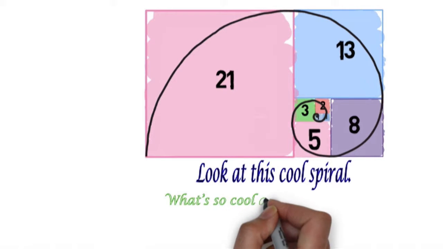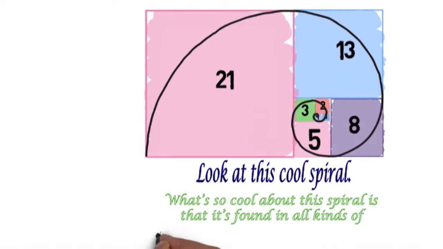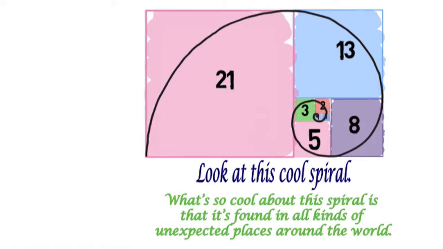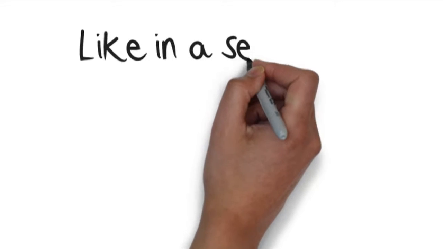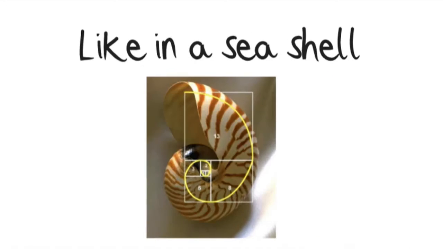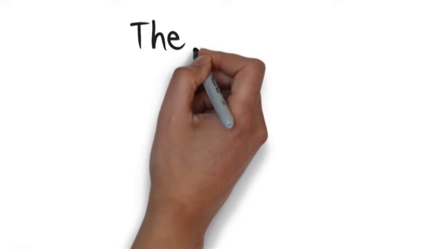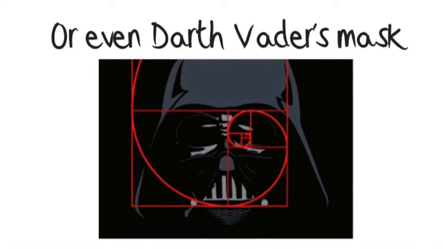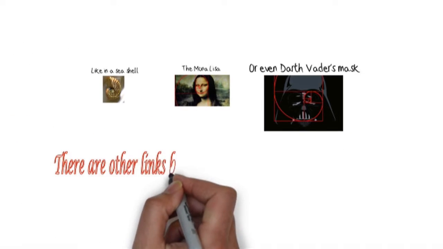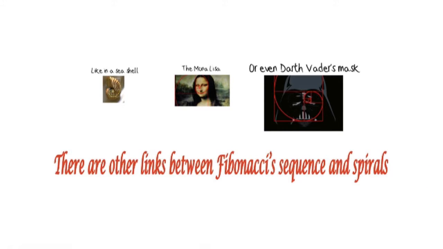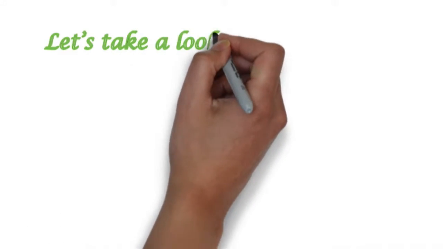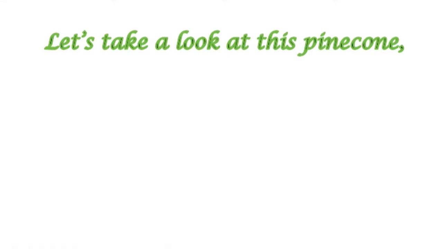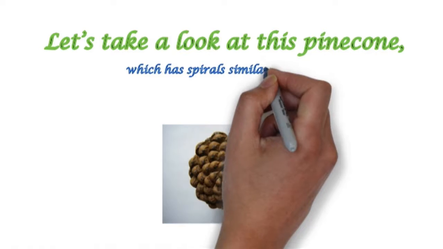What's so cool about this spiral is that it's found in all kinds of unexpected places around the world. Like in a seashell, the Mona Lisa, or even Darth Vader's mask. There are other links between Fibonacci's sequence and spirals. Let's take a look at this pinecone, which has spirals similar to the ones you saw in the previous example.